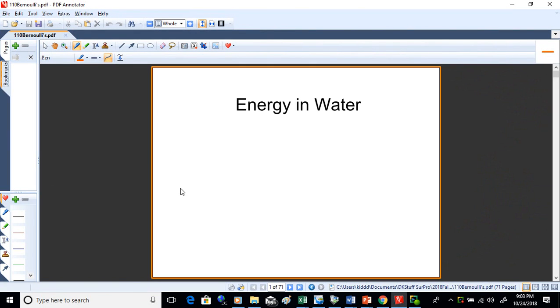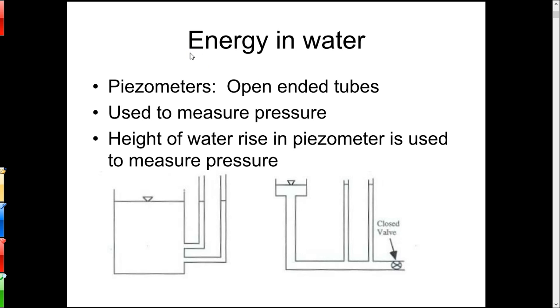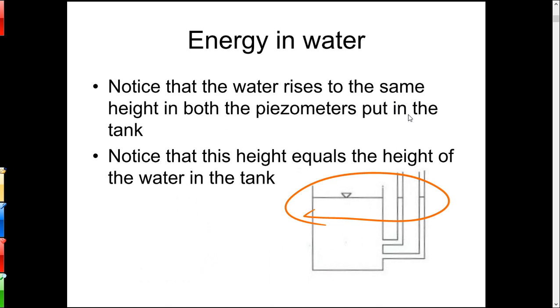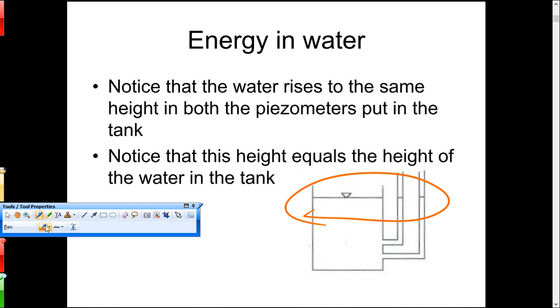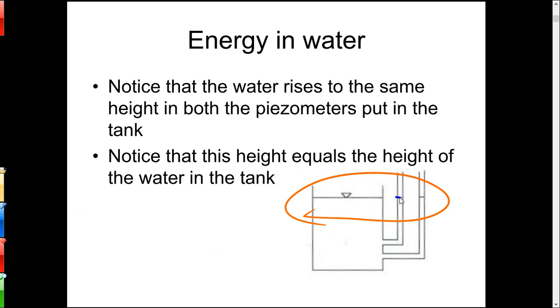All right, we looked at energy and water here today, so let's just review just a little bit and see what we got here. Okay, piezometers are open-ended tubes. They're used to measure pressure. The height of water rise in a piezometer is used to measure pressure. If you just have a tank with a couple piezometers in it, if no water is flowing, the water will rise to the level of the water in the tank.